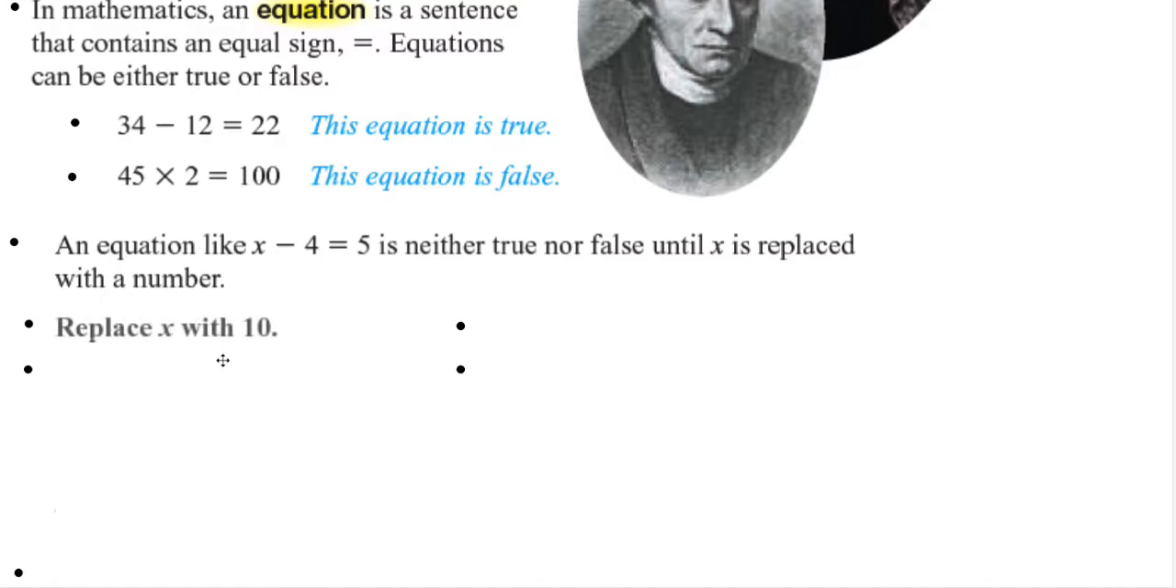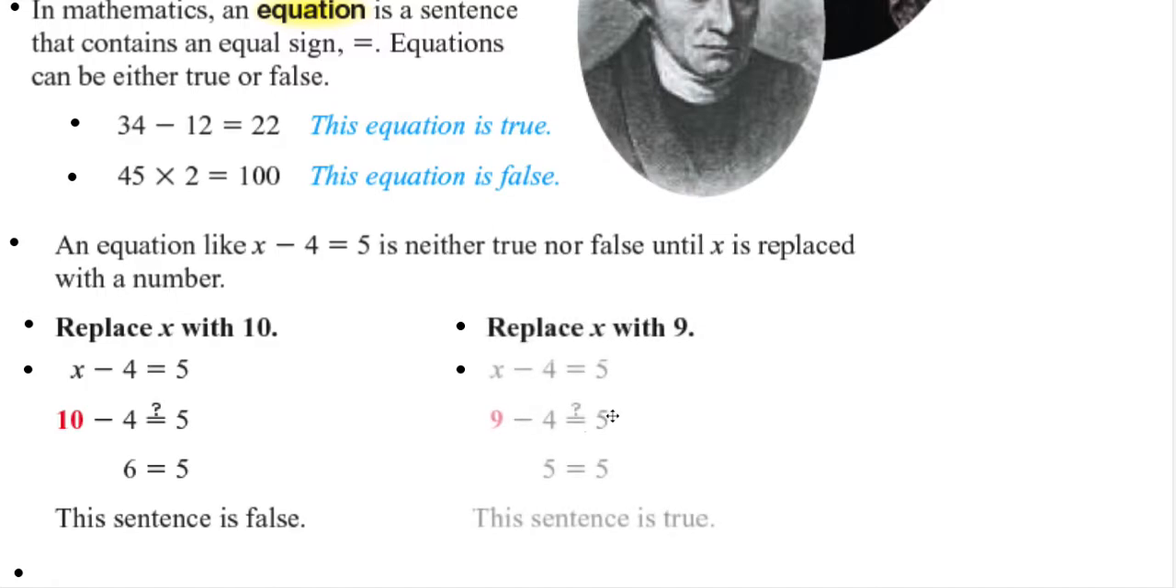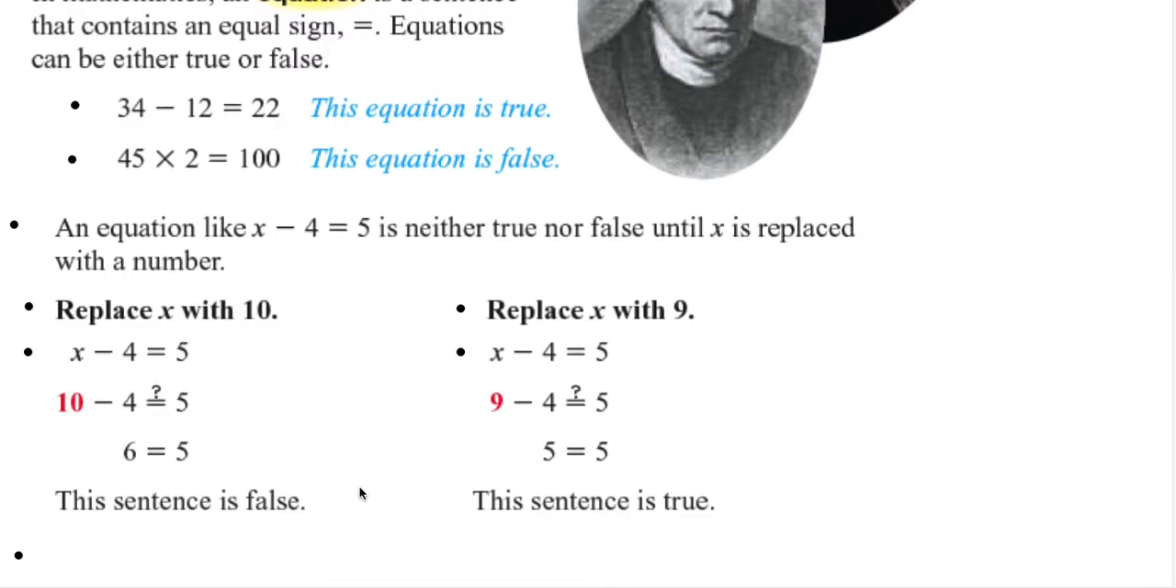So, if we replace x with 10, it would be x minus 4 equals 5, 10 minus 4 is equal to 5? 6 is equal to 5. That's not true, so the sentence is false. If we replace x with 9, we have 9 minus 4 equals 5, and 5 equals 5. The sentence now becomes true.